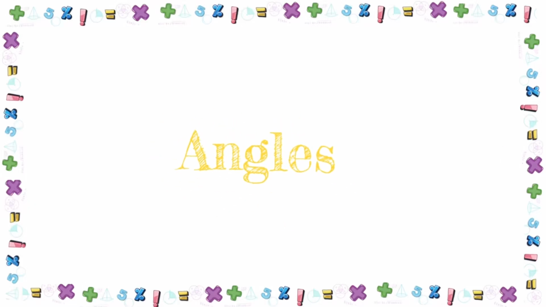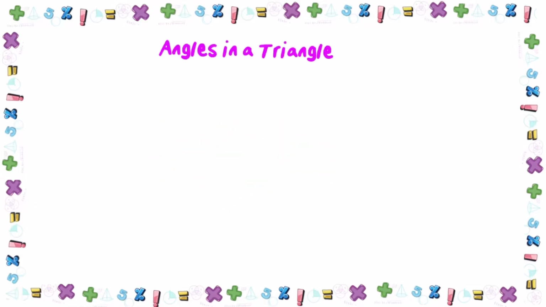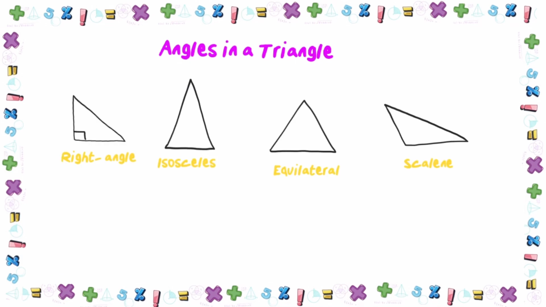Angles. Let's take a look at this topic, everything that we need to know about angles. So angles in a triangle. In a right angled triangle, there's always a 90 degrees somewhere.